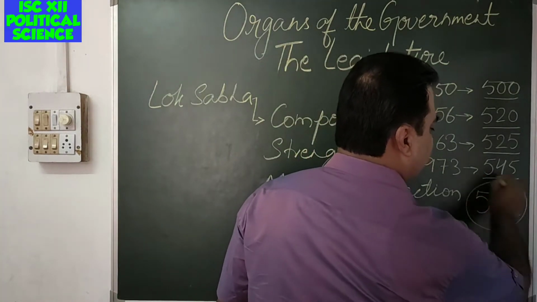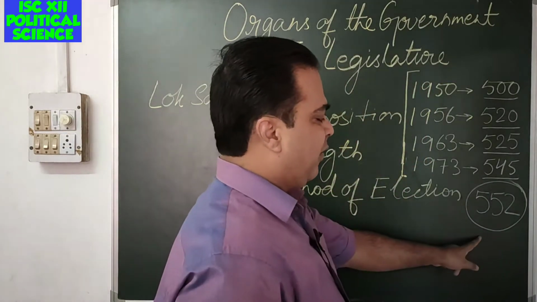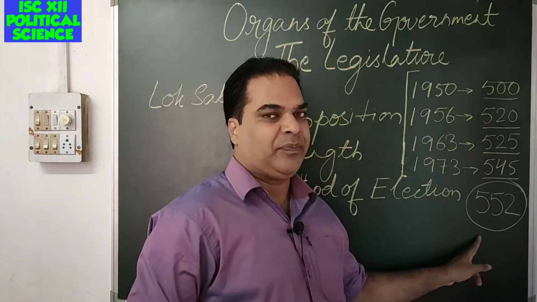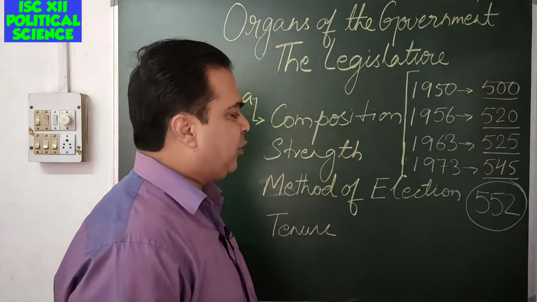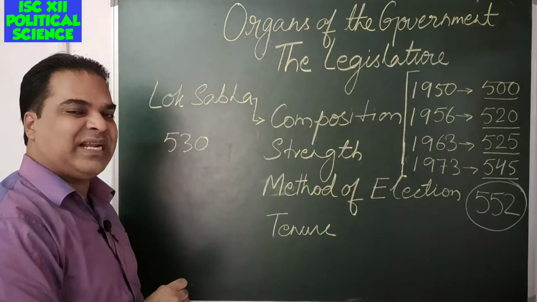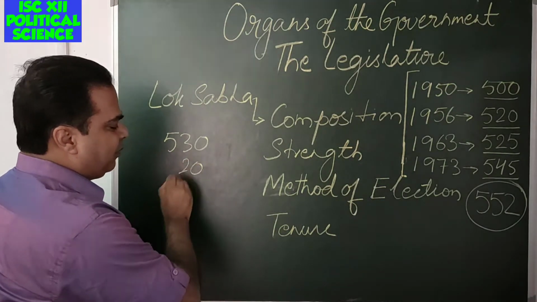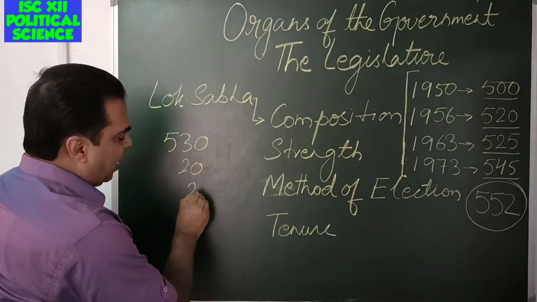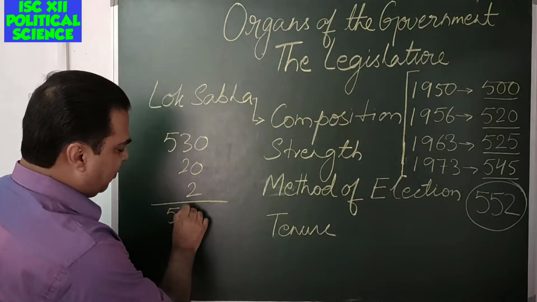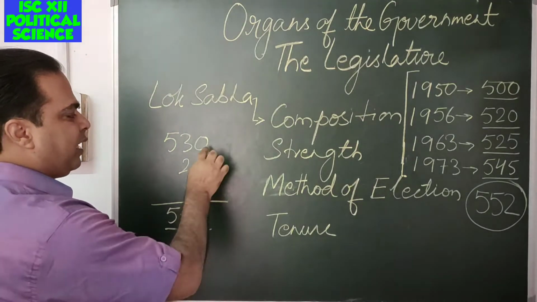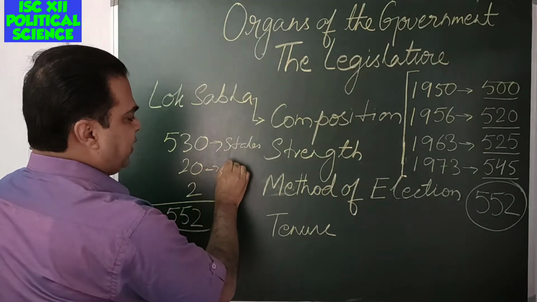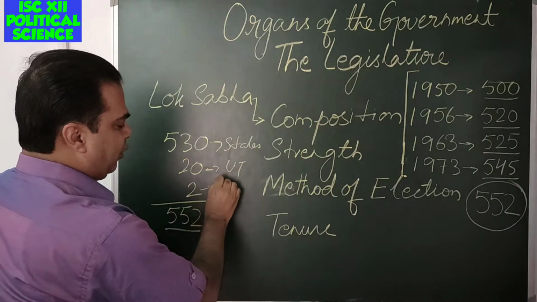So what is the strength of Lok Sabha at present? 552 is the total strength of Lok Sabha. Out of 552, 530 represent the states, not more than 20 represent the union territories, and 2 are nominated by the president from the Anglo-Indian community. So altogether how much does it come? 552. 530 represents states, 20 union territories and Anglo-Indian.